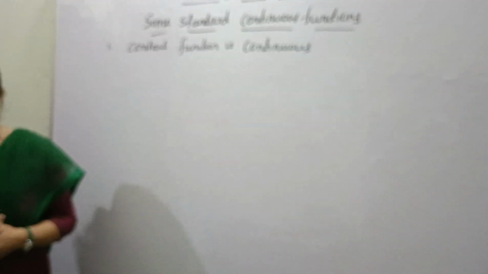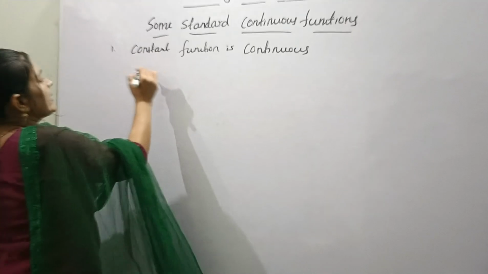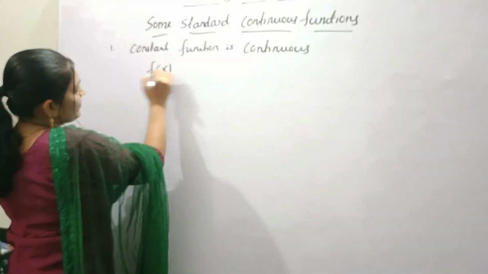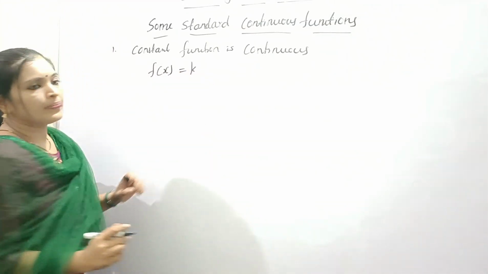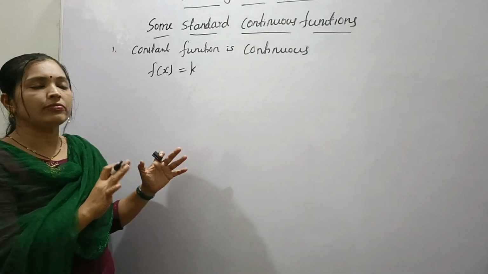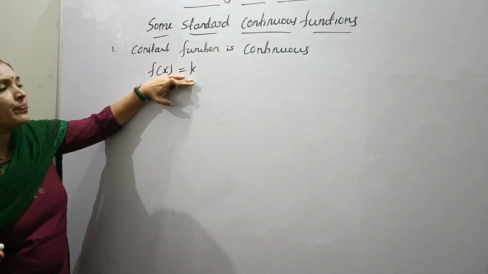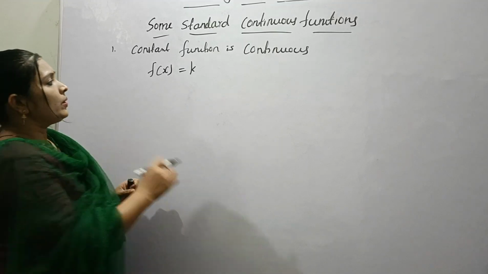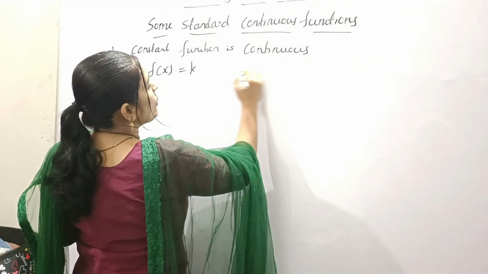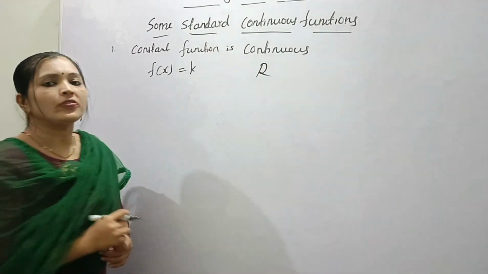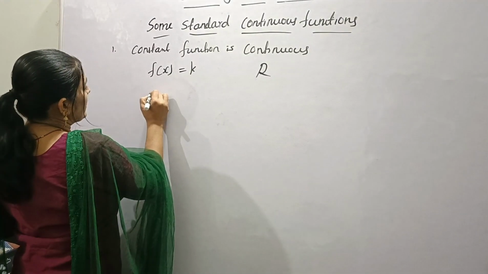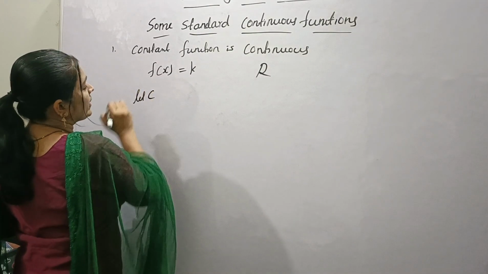Constant function is continuous. Let's take a constant function, f of x is equal to k. Constant function means the function is equal to k, that is constant. k is a constant. So the domain of this constant function is the set of real numbers. Now let's take any point, any real number. Let C be any real number.